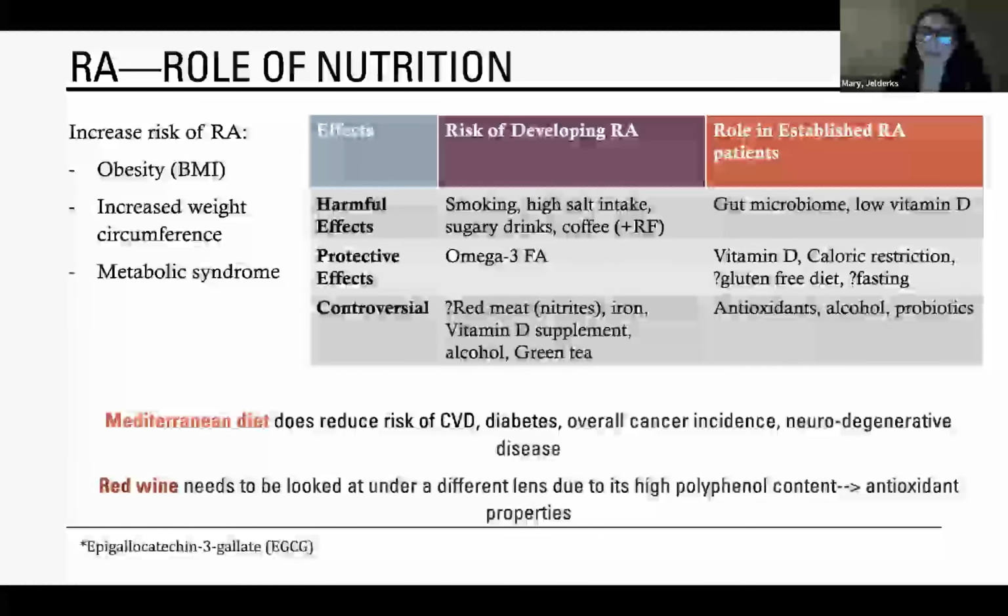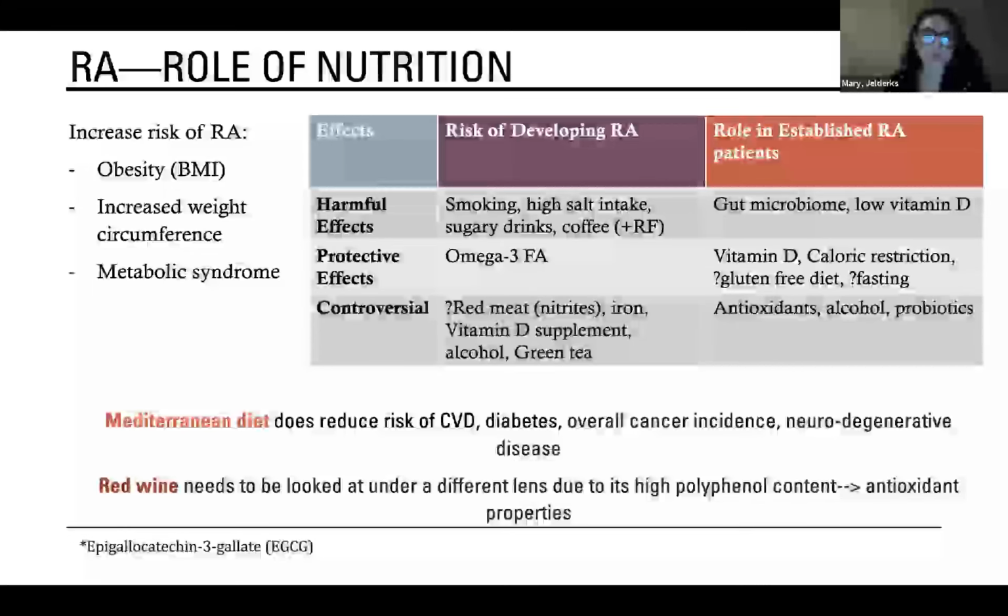Controversial, on the other hand, are alcohol, probiotics, and antioxidants. Again, these have a role in established rheumatoid patients. Again, the evidence is just not fully there because of the difficulty with carrying out these studies.